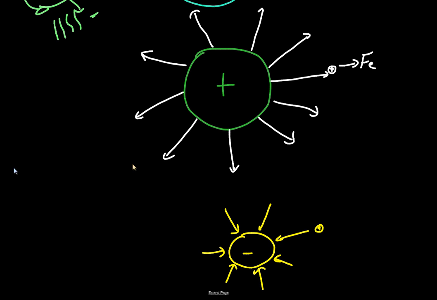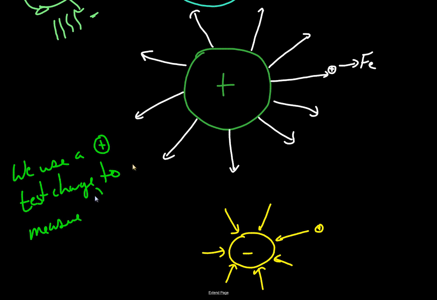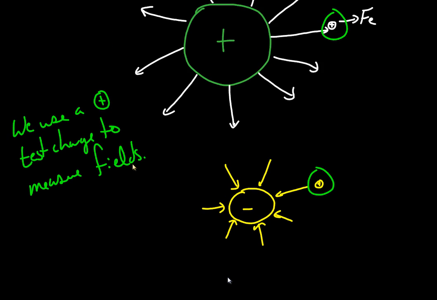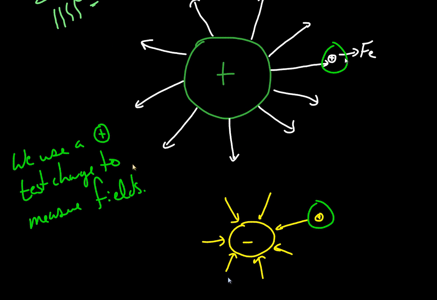And we use a positive test charge to measure fields, okay? Because the test charge is positive, and why is it positive? It's a rule of thumb. It's the way it is. It's based on a positive test charge. Because it's positive, then by that ruling, we would always draw charge out of positive and into negative, okay?